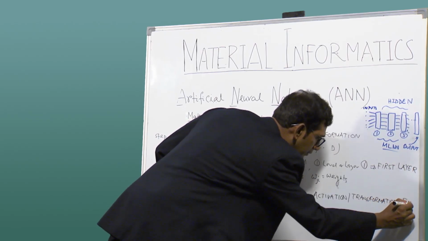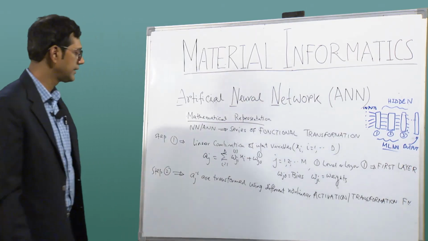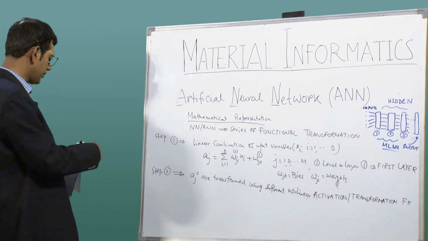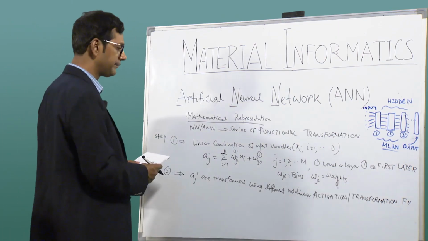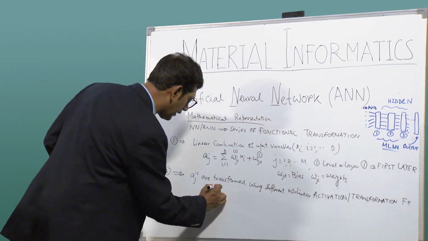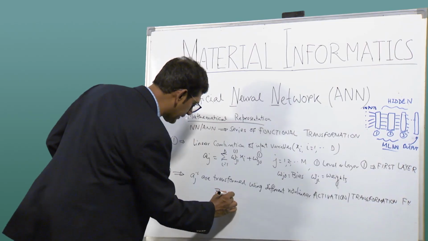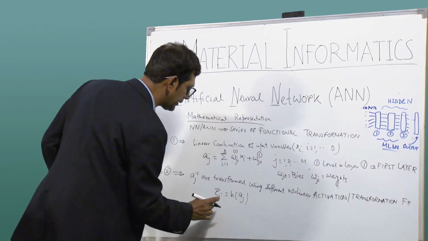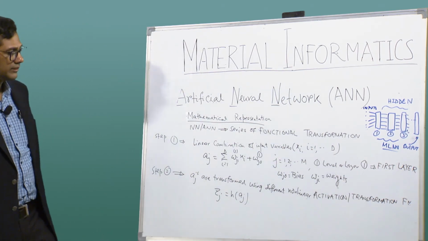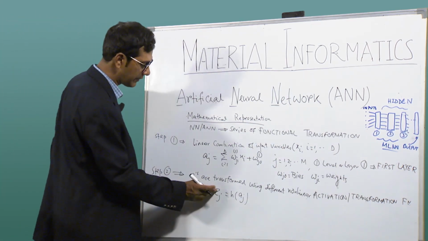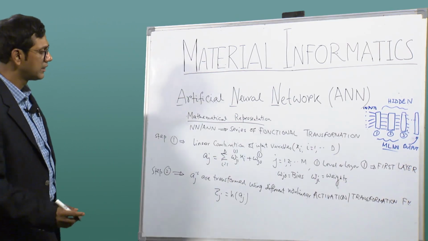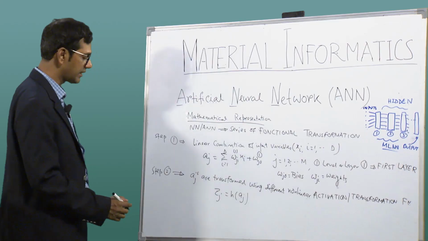Okay. So, edges are transformed by this function. What is the next step? That means I can write down that Jj is nothing but h of a j. h is the transformation function. It can be sigmoid, it can be many other functions. I will show you in a couple of minutes how this transformation function can vary.